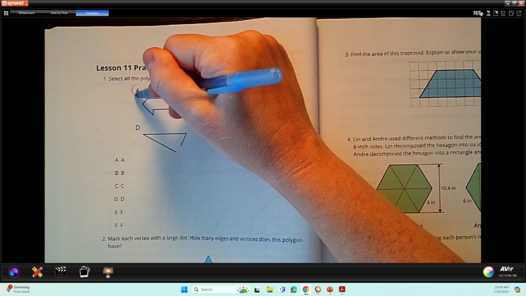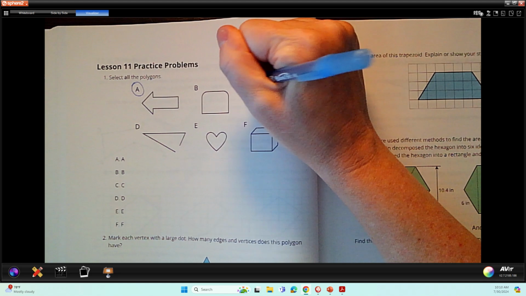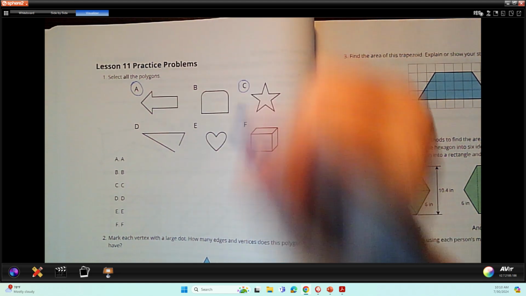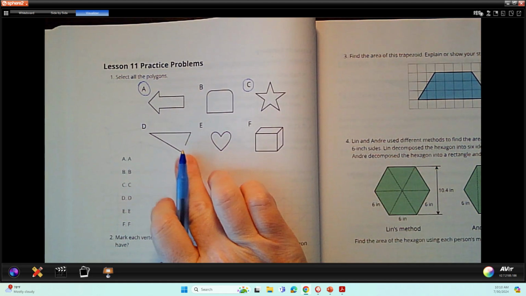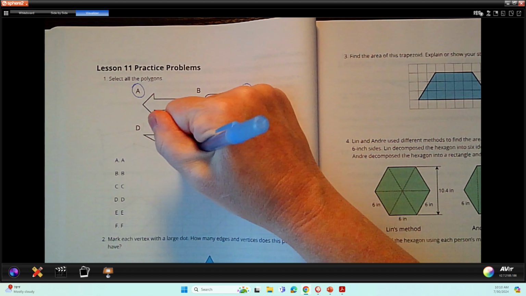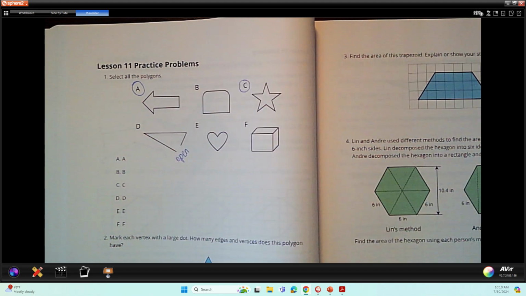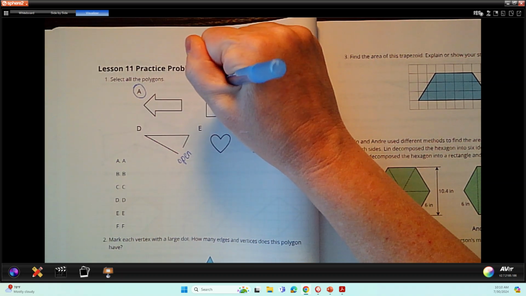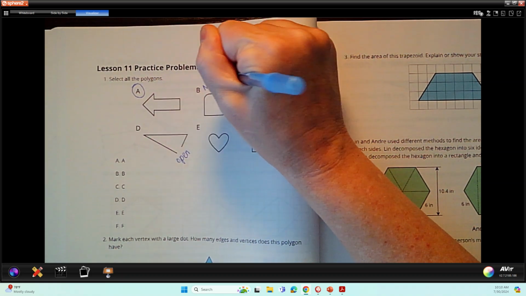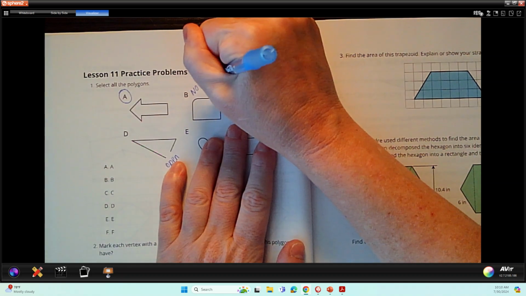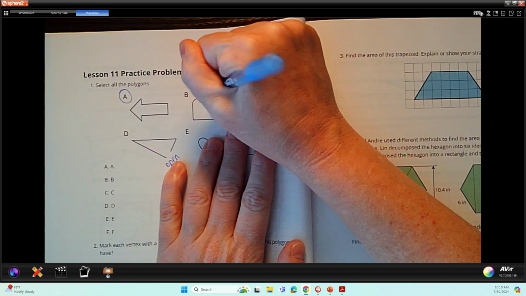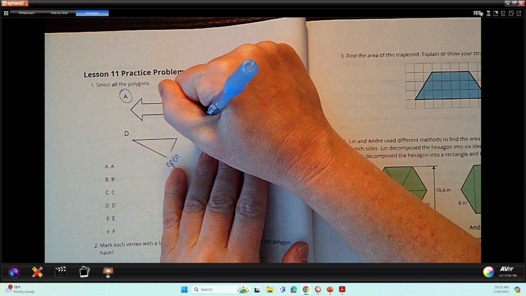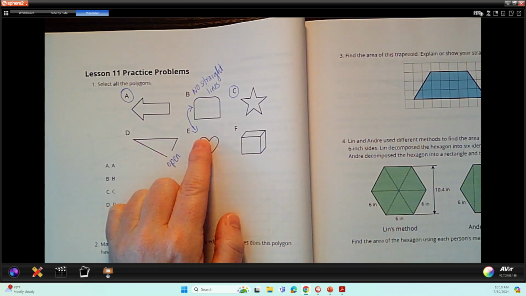So A is a polygon. C is a polygon, okay? And I'm not going to select D because this is open, and that doesn't work. And I'm looking at these two, and there's no straight lines. No straight lines. Okay, they're curved, so these two are not polygons.